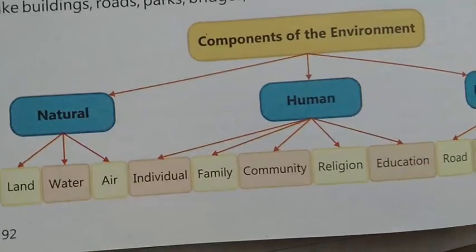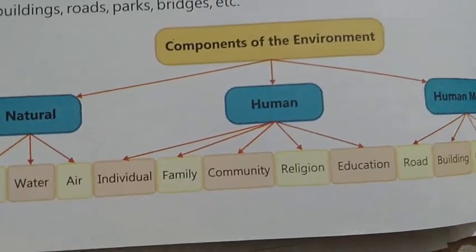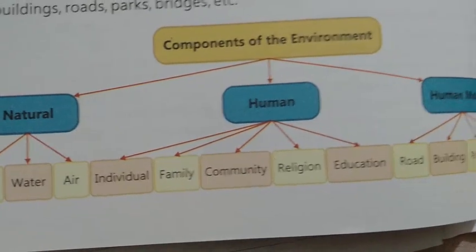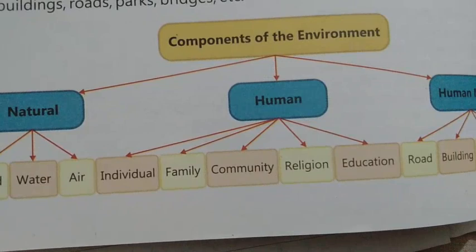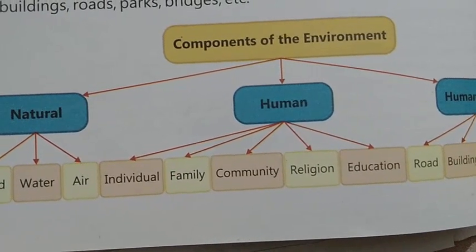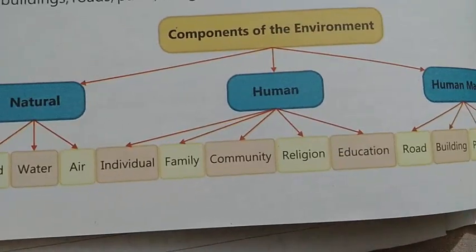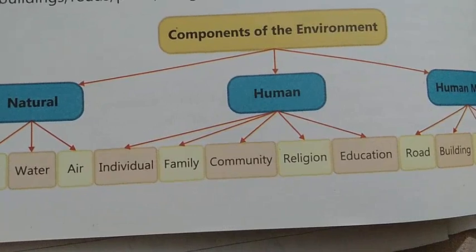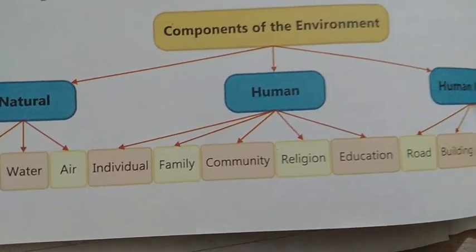Both the natural and human-made environment interact with each other, bringing about changes in the living conditions of man. A proper balance should be maintained between the different components of the environment for the formation of favorable conditions for the existence of man and other living beings.